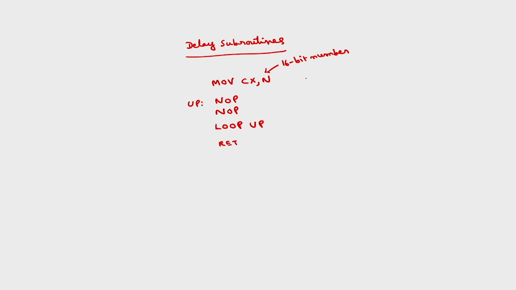So the number of clock cycles for each instruction: the 8086 is designed such that this MOV instruction requires 4 clock cycles, and NOP each requires 3 clock cycles. This LOOP will take 17/5 clock cycles. Okay. So RET also will take some clock cycles, say this is some 10.